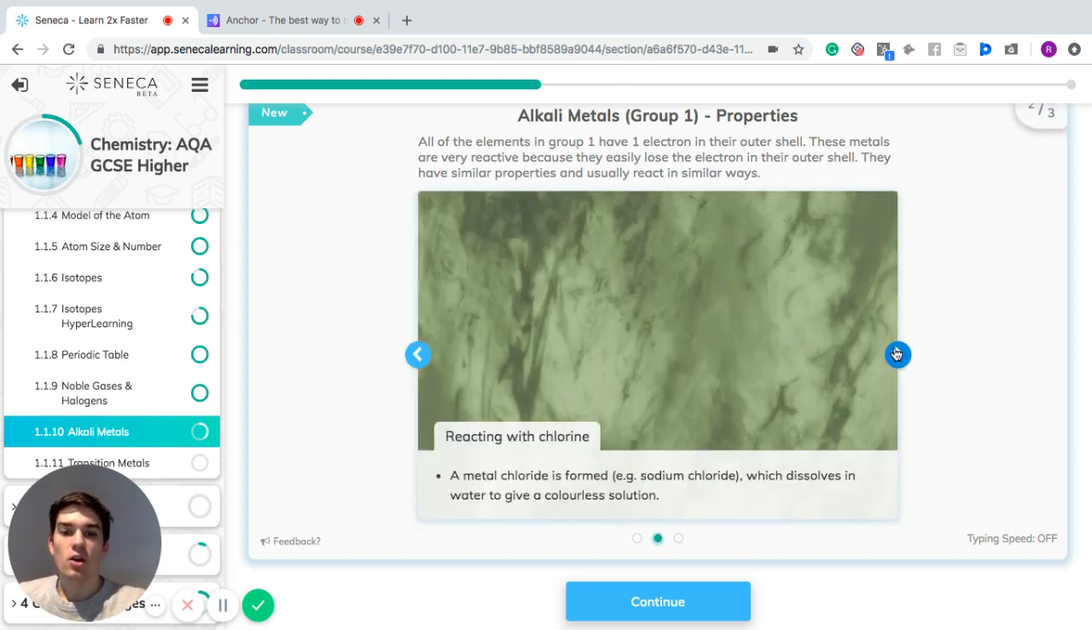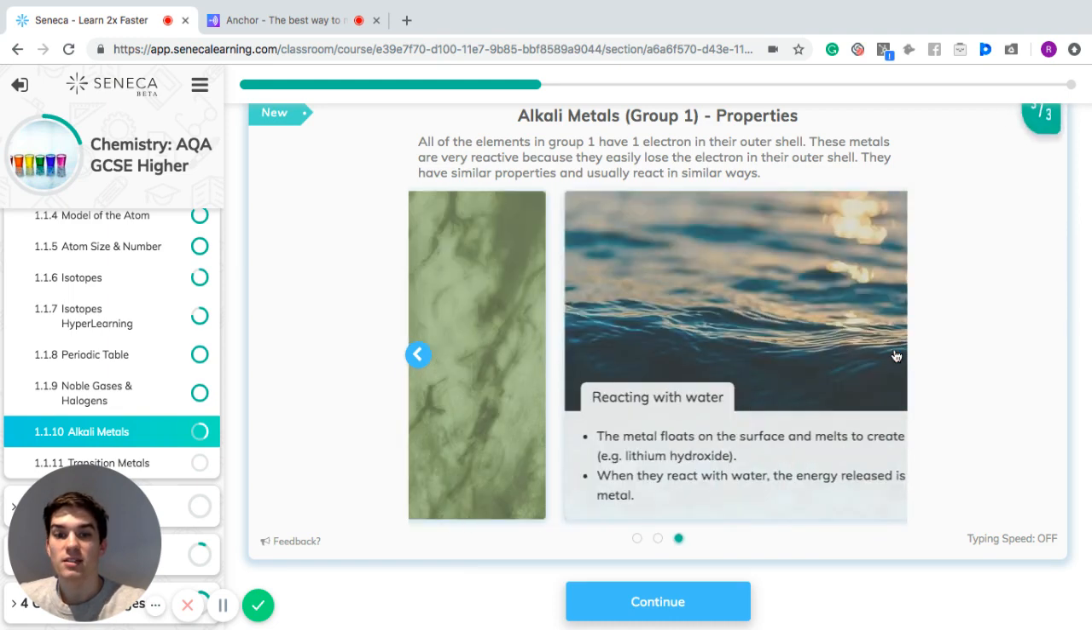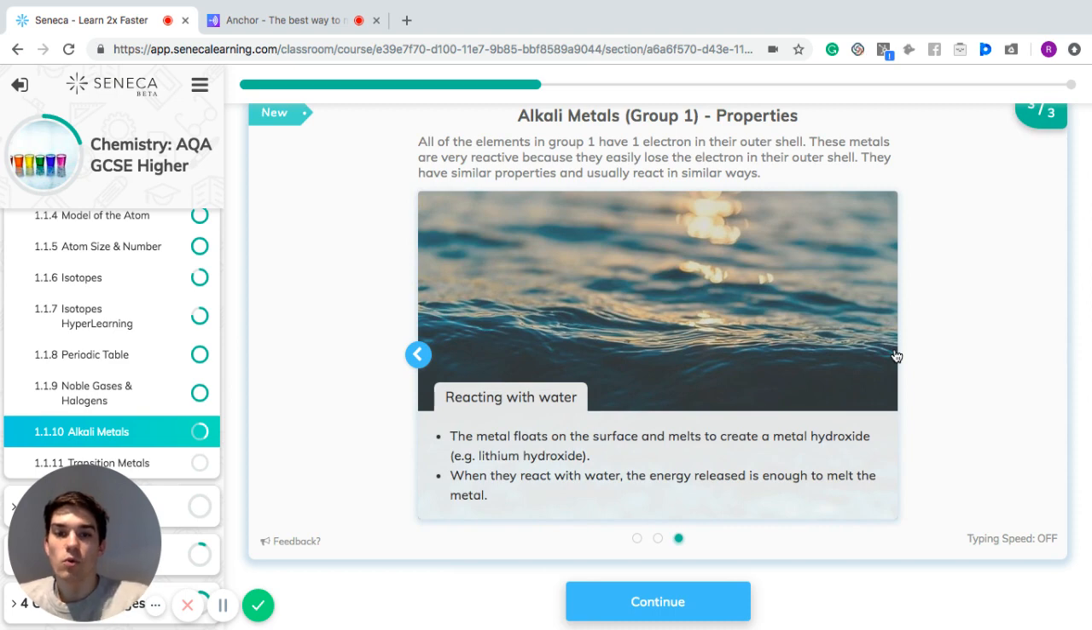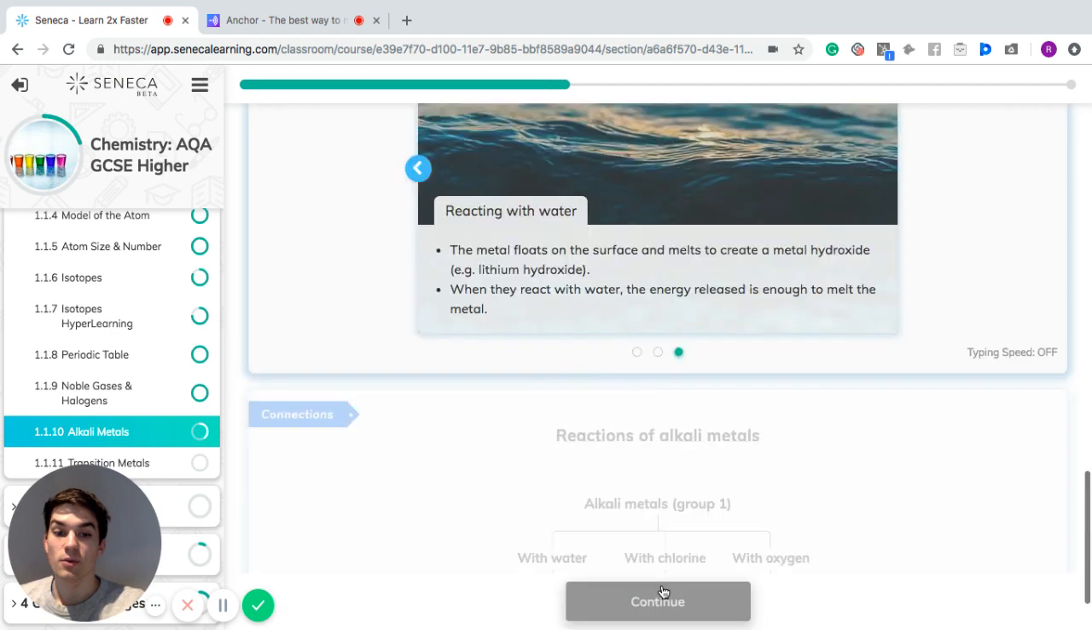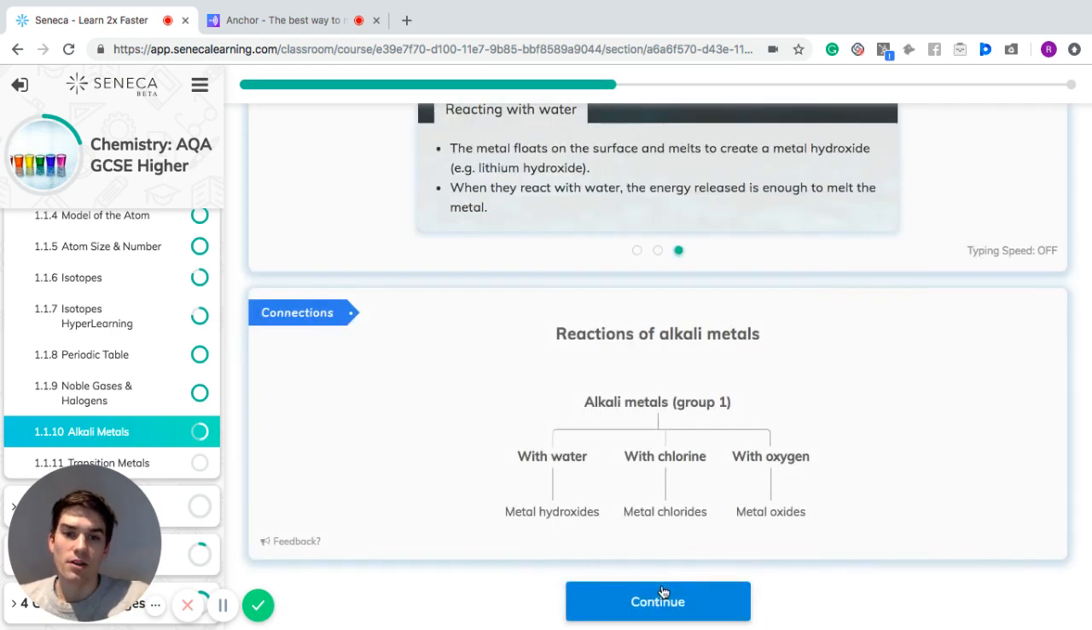Similarly with chlorine, a metal chloride is formed if you react a group 1 metal with chlorine. For example, sodium chloride, which dissolves in water and gives a colourless solution. And if you react a group 1 metal with water, the metal will float on the surface and it will melt and create a metal hydroxide, for example, lithium hydroxide. When they react with water, the energy released is enough to melt the metal, so it will melt as it touches the water.